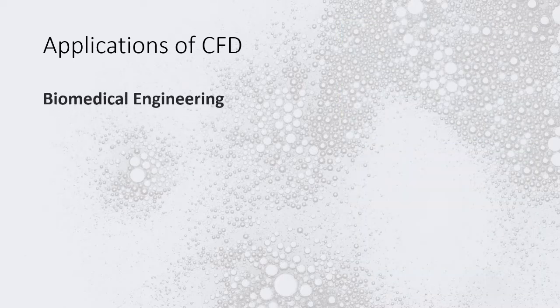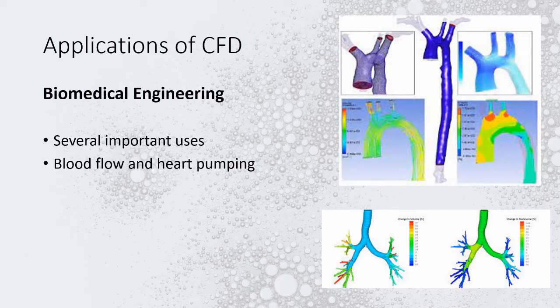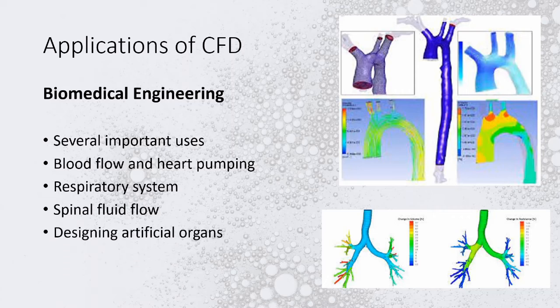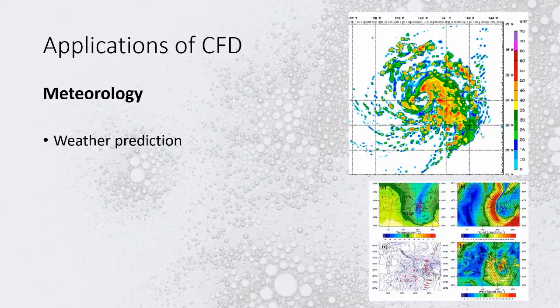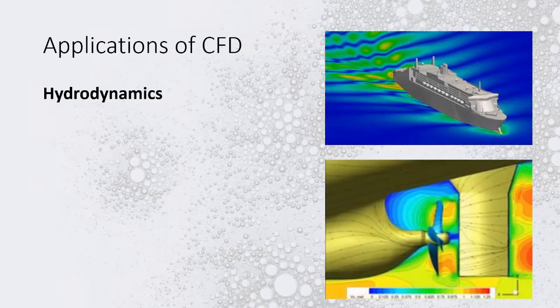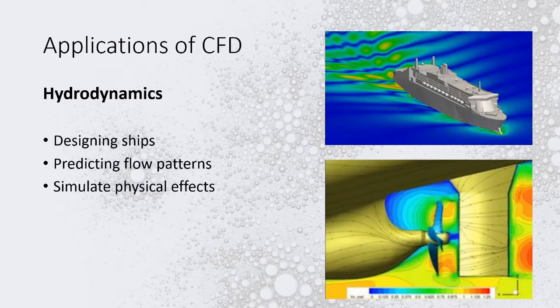The fifth application is biomedical engineering to help us understand the blood flow and heart pumping, respiratory system, spinal fluid flow, designing artificial organs. The sixth application is in meteorology to predict weather and to track storms. The last application is in hydrodynamics to design ships, to predict flow patterns, as well as to simulate physical effects.